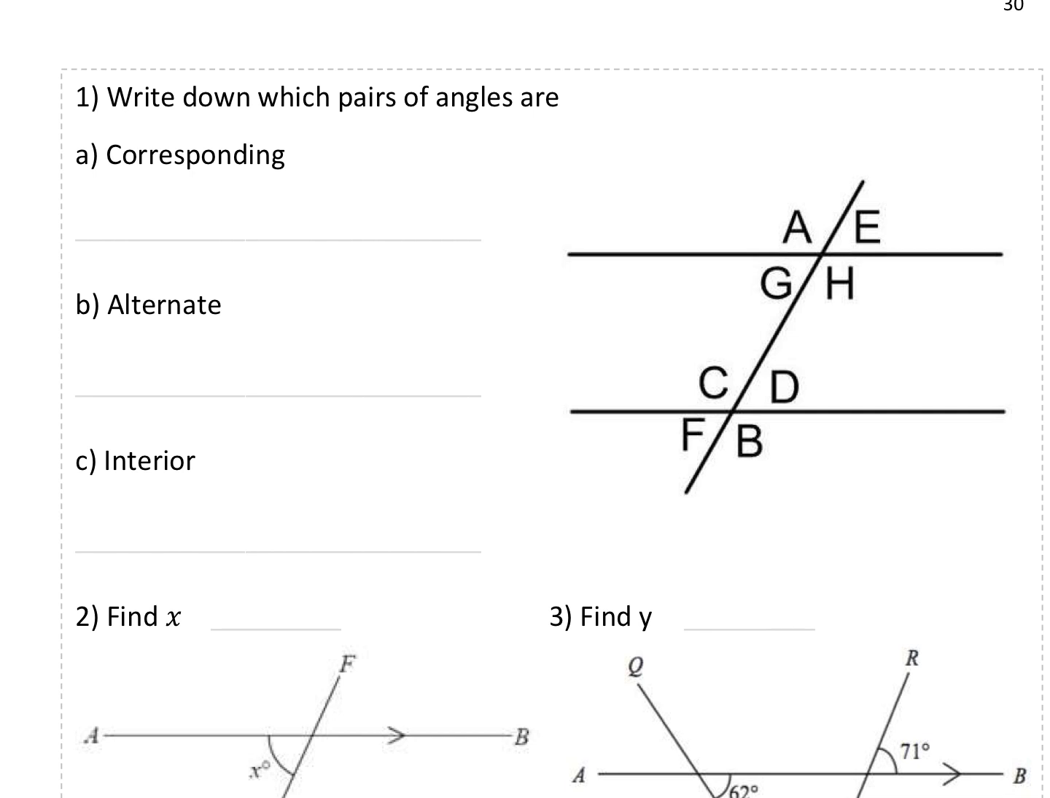Example 1. Write down which pairs of angles are corresponding. So there's a few options here. The diagram might get quite messy, so we'll just trace it out. Corresponding angles, we're looking for an F shape. So we get B and H. B and H.